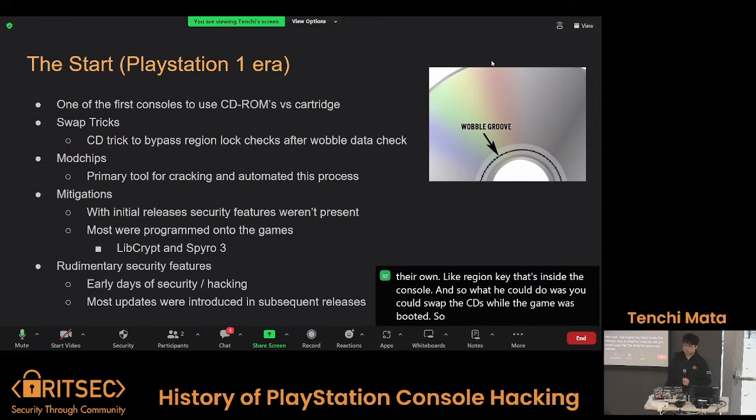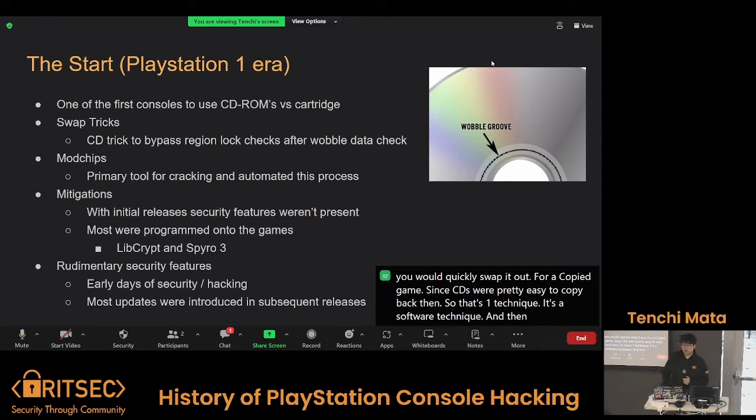So you would stick your finger in the CD-ROM area, and then you would quickly swap it out for a copied game, since CDs were pretty easy to copy back then. So that's one technique. It's a soft mod technique.